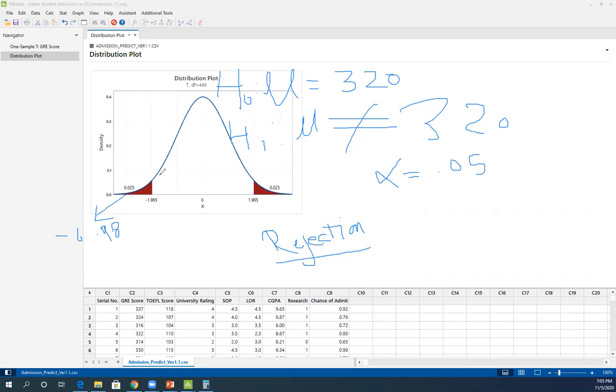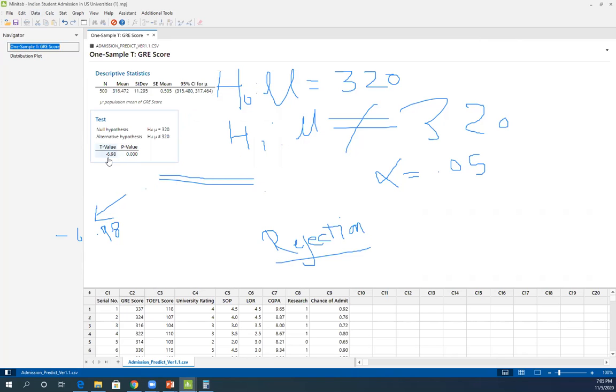If suppose the calculated t is coming in this area, we can say the null hypothesis is rejected. So I'm just going one more time on the back slide. So this is the case. The p-value is 0. This is the critical value rule: if your value is falling in the red zone, beyond the critical values, you are going to reject the null hypothesis. The p-value is another rule that you can apply.